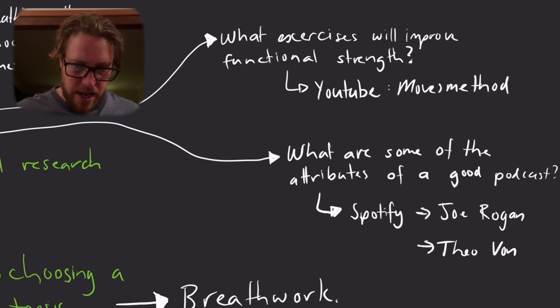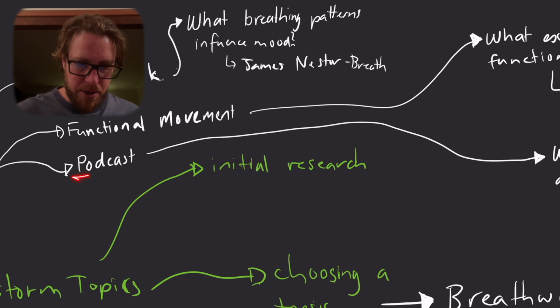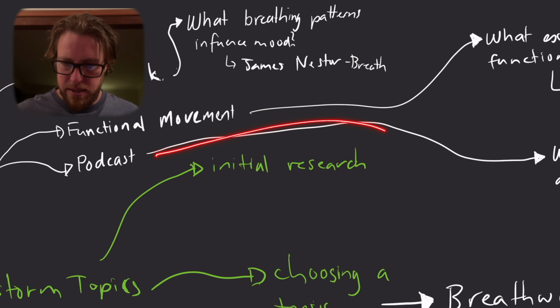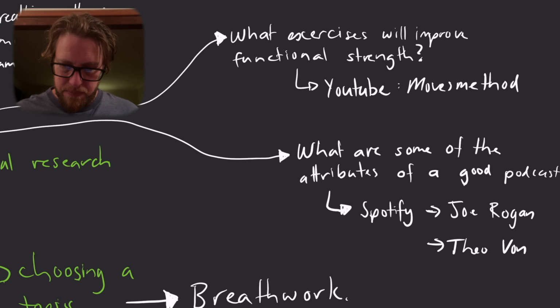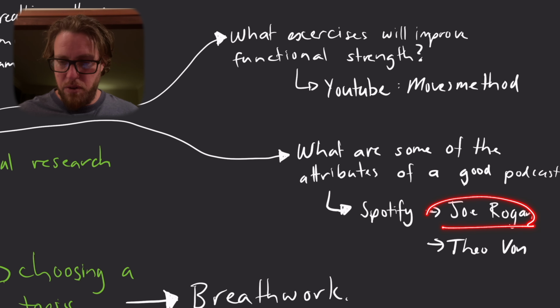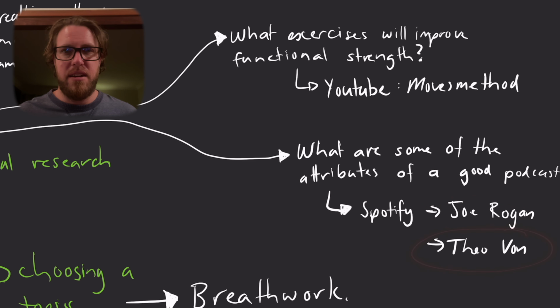And the third one was my podcast, and specifically with the podcast, I was thinking I could do a project on what are some of the attributes of a good podcast. So maybe that's more of a research kind of project idea. And I thought some resources I could look at for that were Spotify, someone like Joe Rogan, who's obviously a very successful podcaster, and Theo Von is another one. It doesn't really matter. It just gives you an example of some resources that you might look at if that was your project.